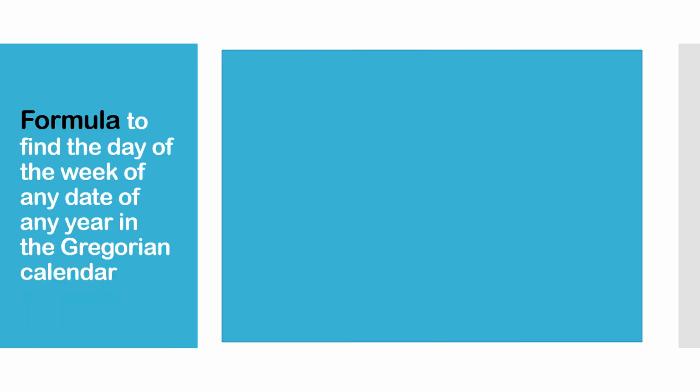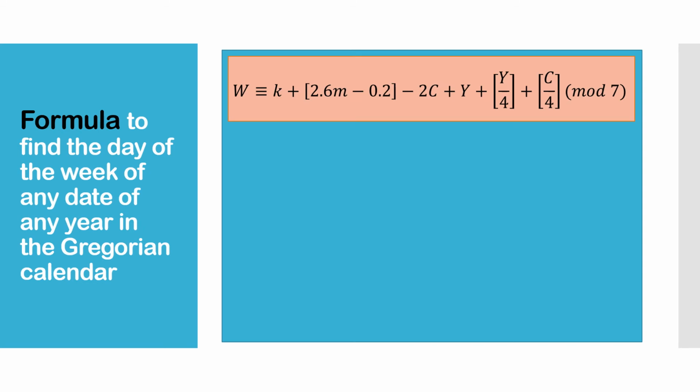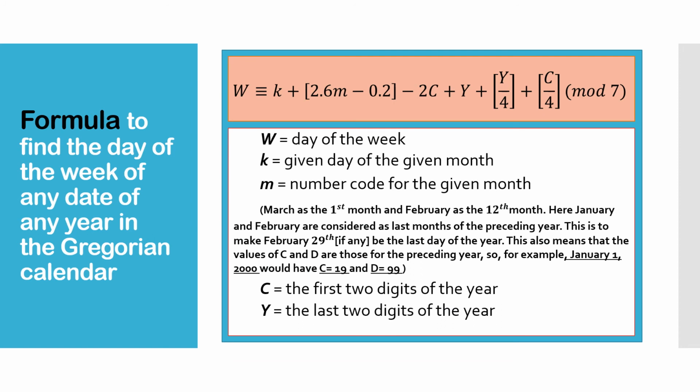To find the day of the week of any date of any year in the Gregorian calendar, we can use this formula. W is congruent to k plus [2.6m minus 0.2] minus 2C plus [Y over 4] plus [C over 4] modulo 7. Then our W stands for the day of the week, k is the given day of the given month, m is the number code for the given month. So March is the first month and February is the 12th month.